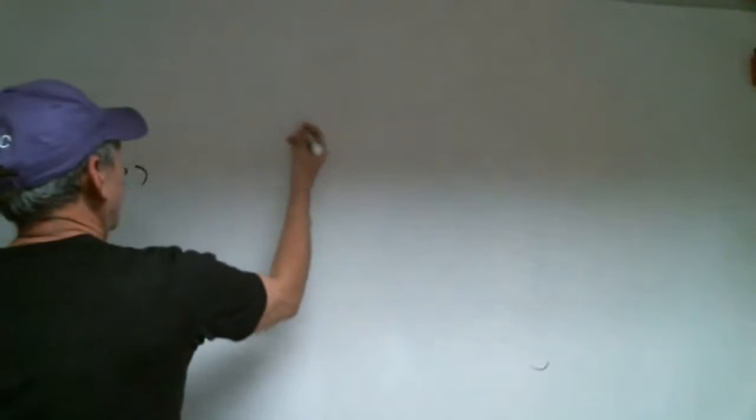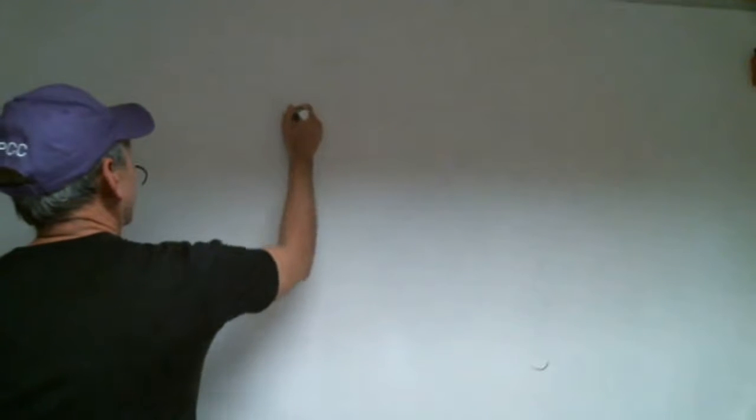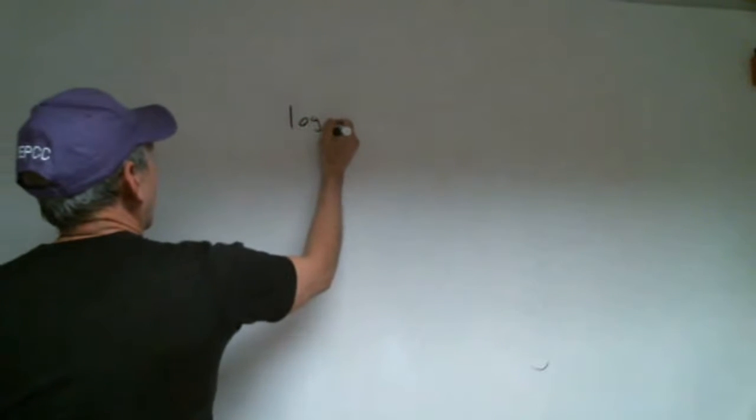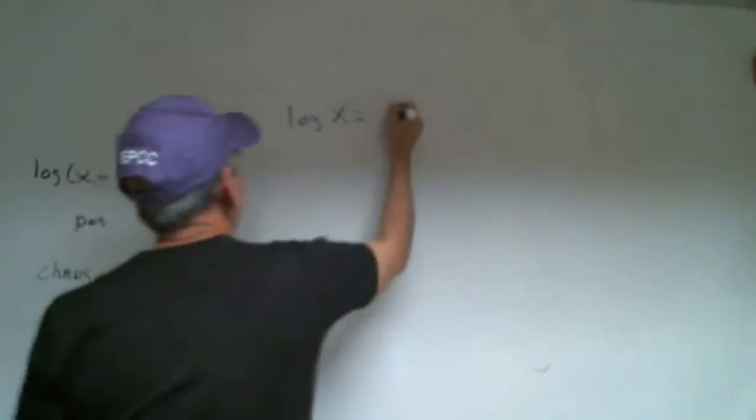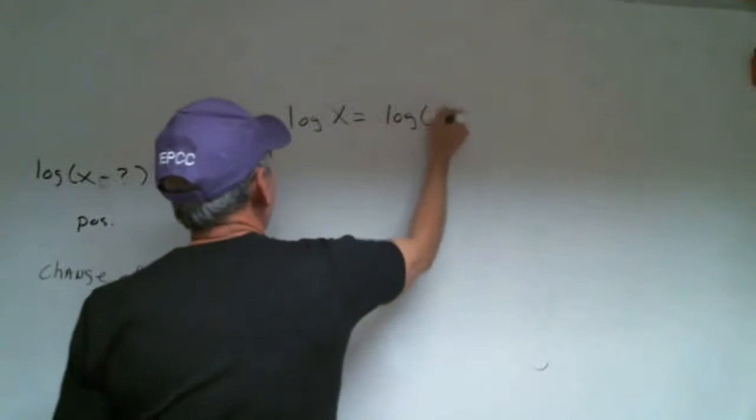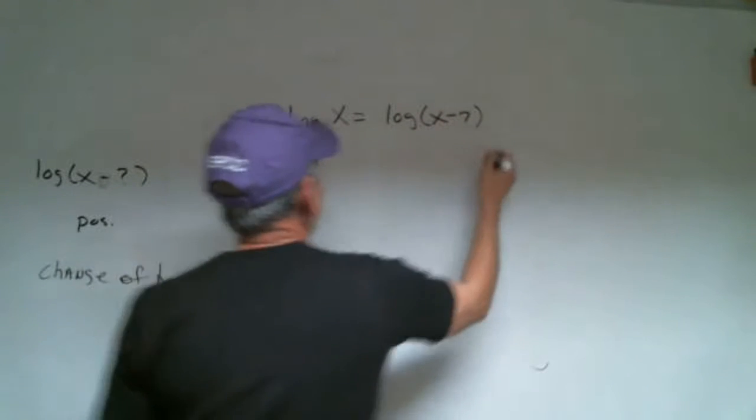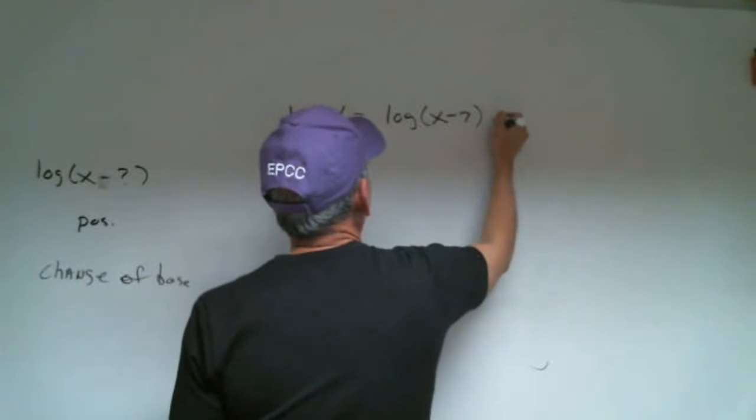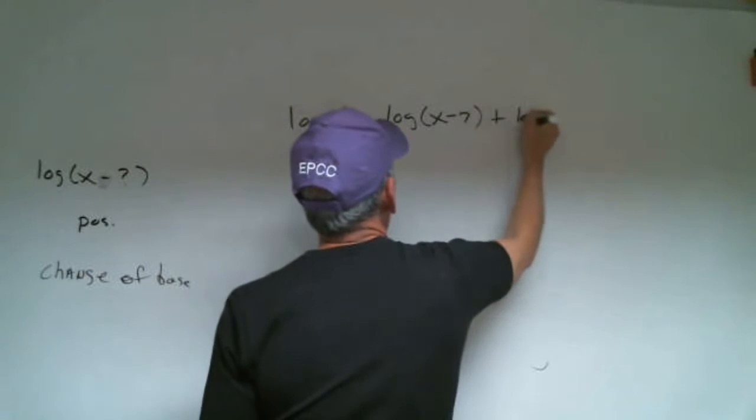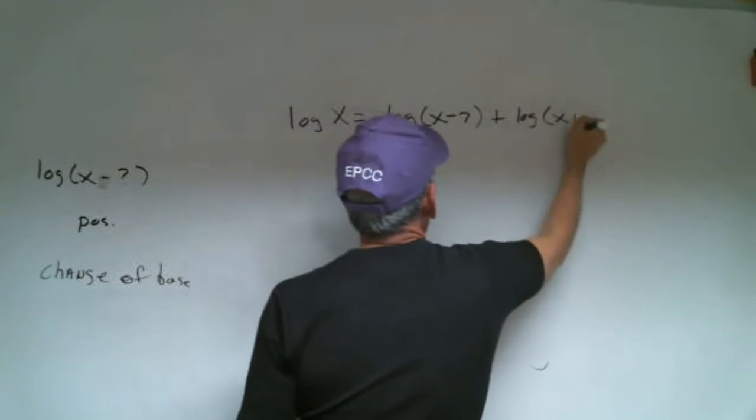Okay, now let's pretend that you have something like this. Log of x equals log of x minus 7 plus log of x plus 3.